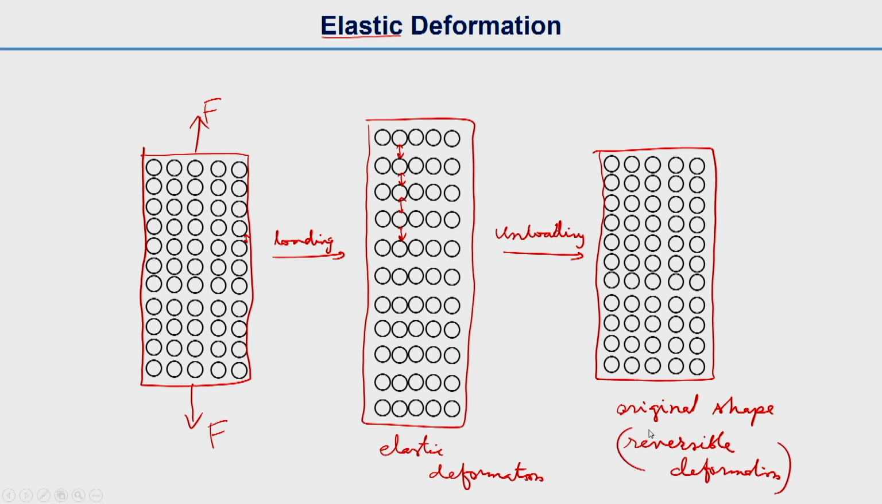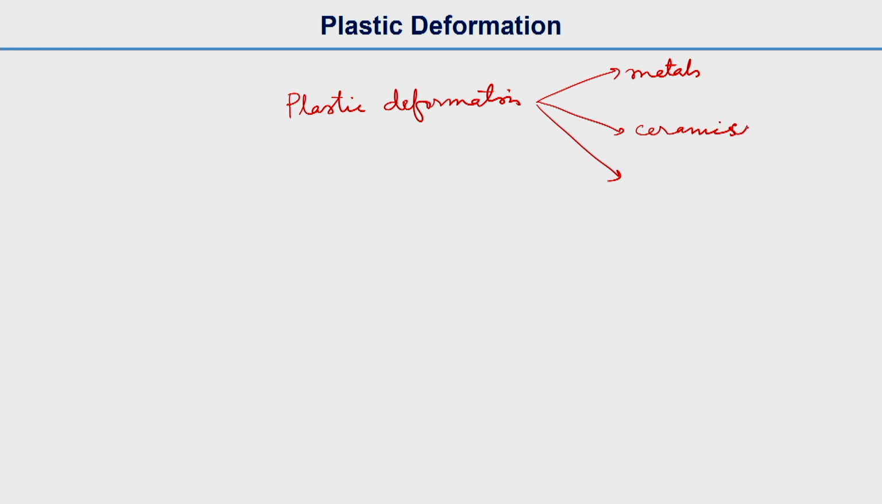So the unloading gives us the original shape, but that is not the case in plastic deformation. Plastic deformation is different, and it is different for different materials. In this course we will mostly talk about metals, and then we have ceramics. In ceramics the plastic deformation mechanism can be different, and as you know, the ceramics are mostly brittle, by the way, and will not have much plastic deformation.